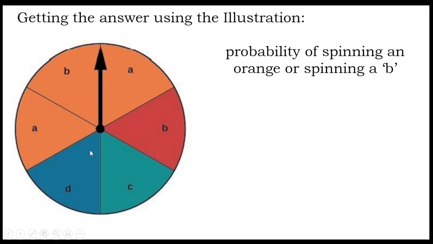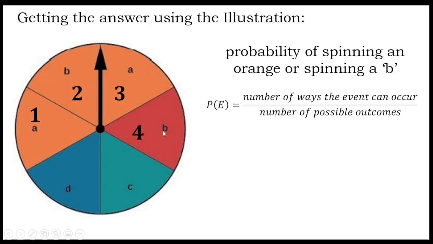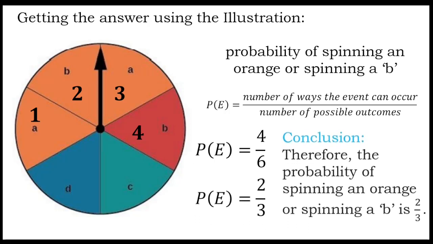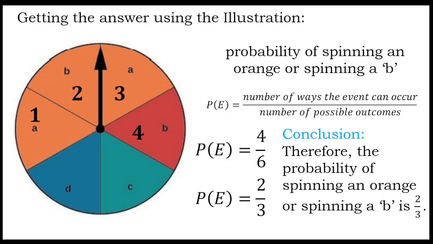So, by counting, we have 1, 2, 3 oranges and 1 B, 4. So, that is equal to the number of ways the event can occur over the number of possible outcomes, which is equal to 4 over 6. And 4 over 6 is simply 2/3. So, therefore, the probability of spinning an orange or spinning a B is 2/3. That's how you solve example number 1 in the simplest way.